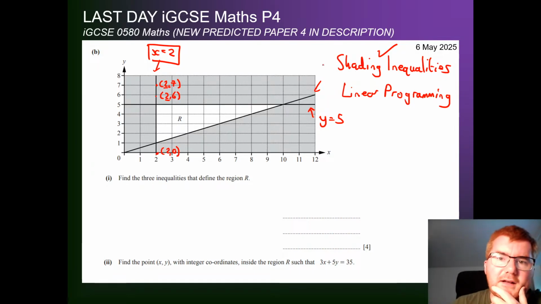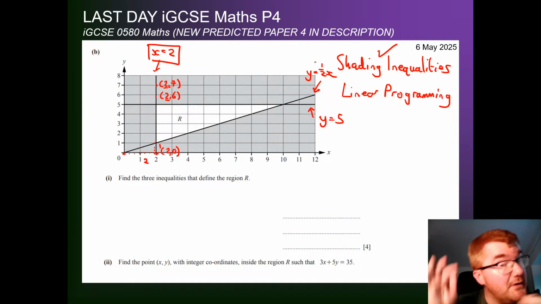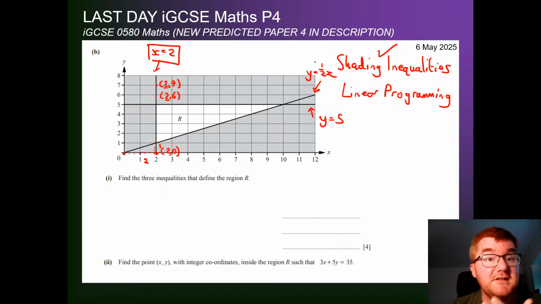The trickier part is this particular line here. The y-intercept is 0, so there's no c, it's just 0. And notice our gradient here, we go 2 along and 1 up. So this is the line y equals a half x. To do this kind of question, shading inequalities, which is on your syllabus, so make sure you do revise it, you need to know these lines.